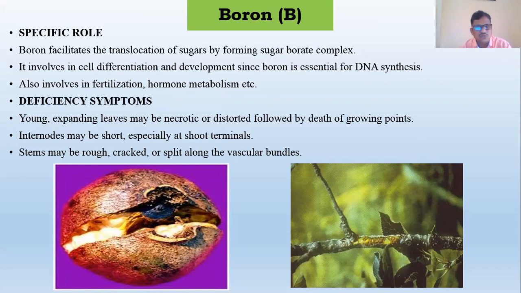Next, it is involved in cell differentiation and development, since boron is essential for DNA synthesis. Cell differentiation is the formation of daughter cells from the parent by the process of cell division, and in that, DNA synthesis takes place in the S phase of cell division, where it requires boron. In the absence of boron, cell division will not be normal, and it affects the growth and development of the plant. So boron is important with respect to cell division.